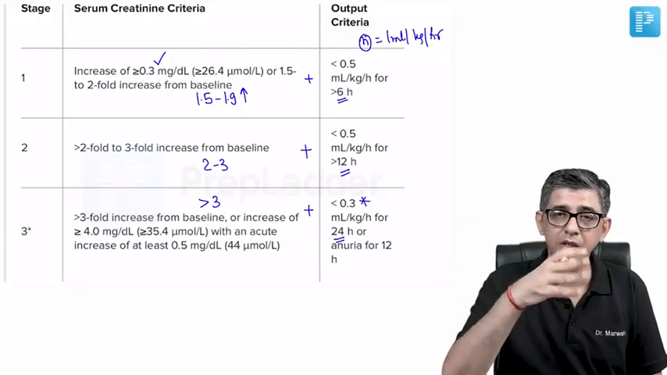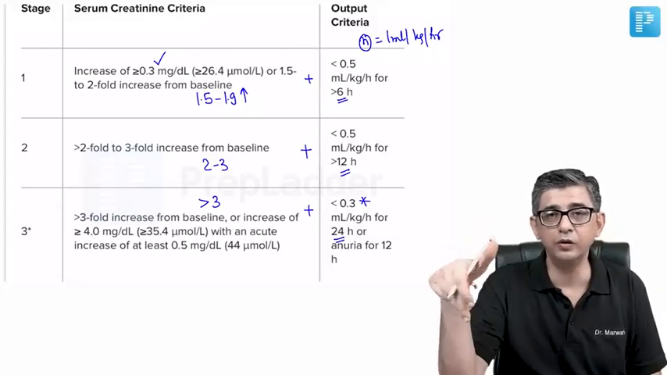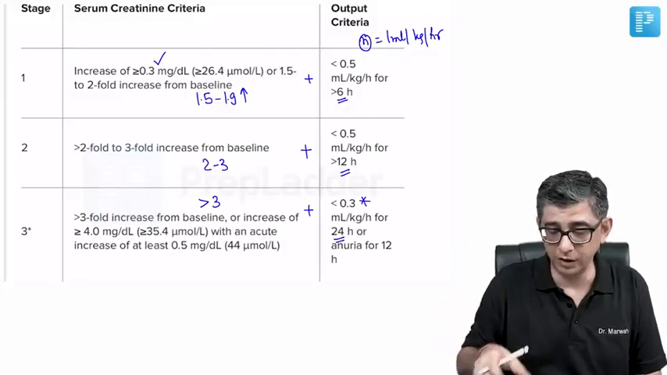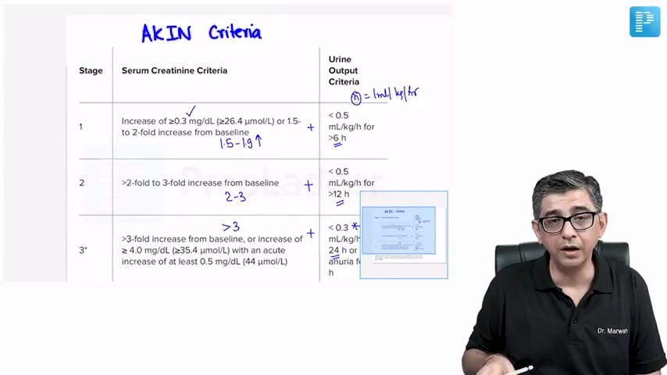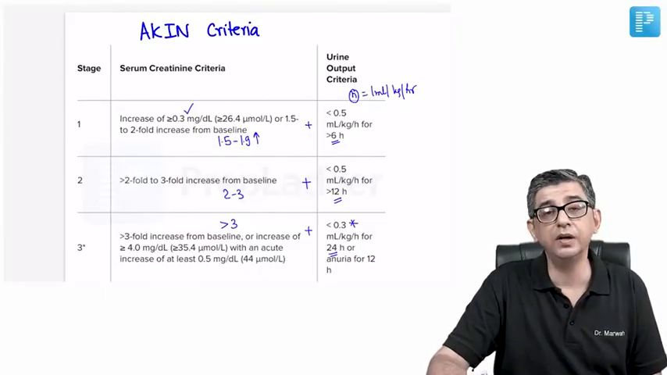And the values are increasing as 1.5 to 1.9, 2 to 3, and then any value more than 3 or absolute value of creatinine more than 4. And creatinine value alone will not decide. It is the combination. And this AKIN criteria was mentioned after the RIFLE criteria.